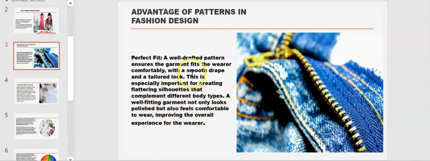So we have different body types. We have the hourglass body type, the rectangle body type, the pear body type. A cloth that fits a rectangular body type doesn't fit a pear body type person, or an hourglass body type person. But patterns enable one to have that perfect and smooth drape according to your body type.